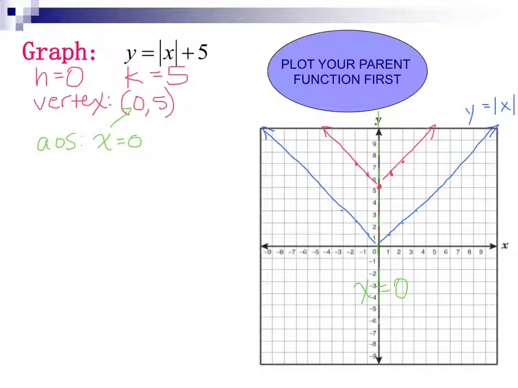Now, notice that that axis of symmetry kind of makes a mirror image. Everything on the left looks exactly like everything on the right. So, if I am 1 unit away from the y-axis on the left, I'll be 1 on the right.